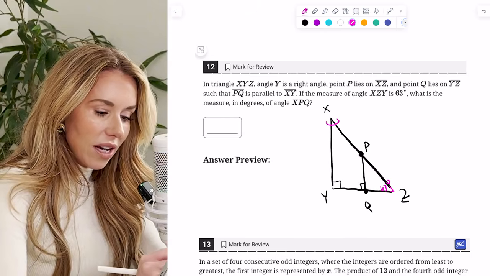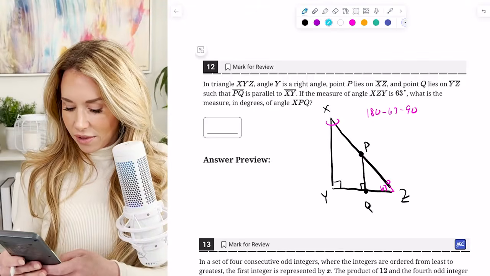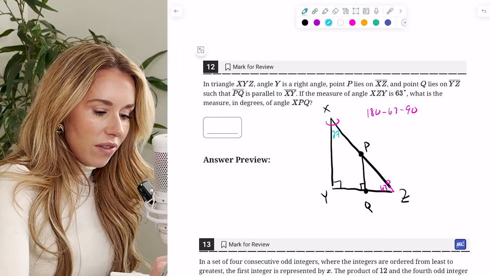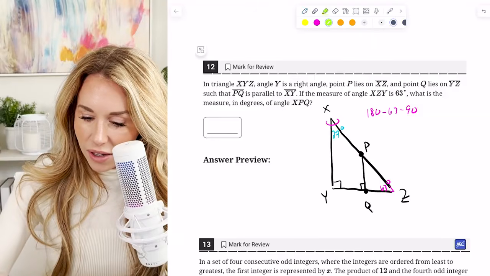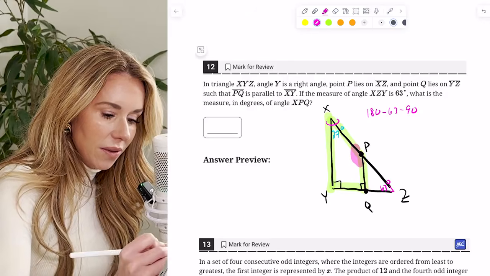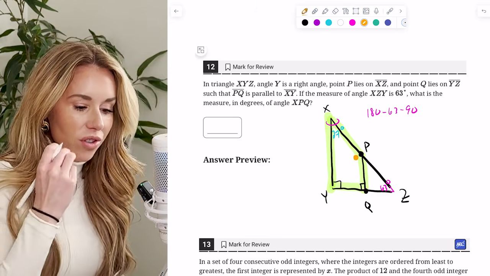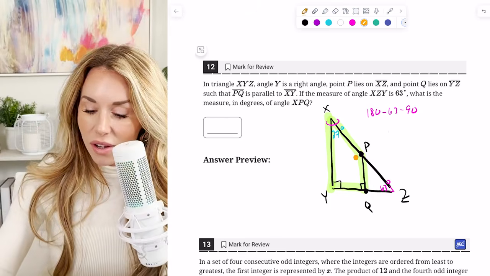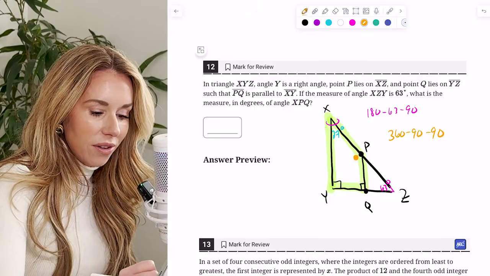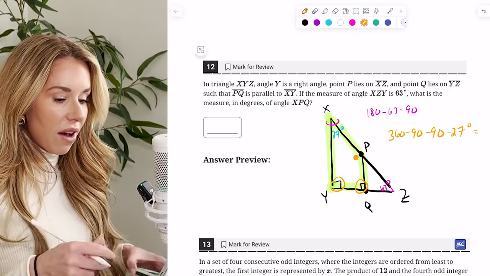Well, this angle right here is going to be 180 minus 63 minus 90. So let's see what that is. Okay, so that angle up there is 27 degrees. Now, this shape right here, guys, is a quadrilateral, and I'm trying to find this right here, the orange dot. So a quadrilateral is 360 degrees. I'm going to take away 90, and another 90 because we have a 90 here and a 90 here. I'm going to take away the 27. That'll tell me what's left.